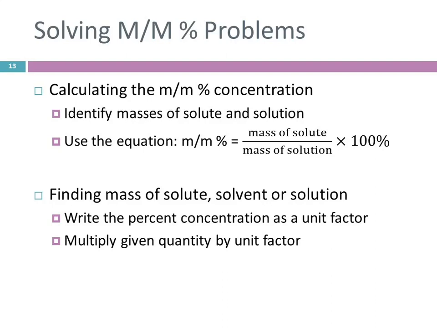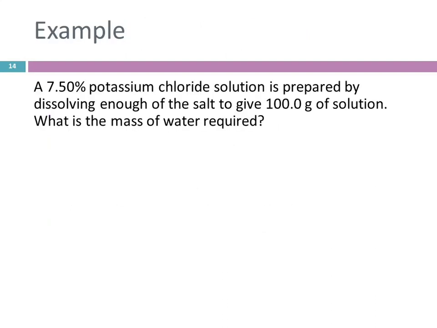The other types of problems will ask you to find the mass of the solute, the solvent, or the solution, and they'll give you the percent. So what you do then is you write the percent concentration as a unit factor, and then you do unit analysis. You take the quantity that you're given, you multiply by the unit factor, and you get the answer that you need. Let's do an example.